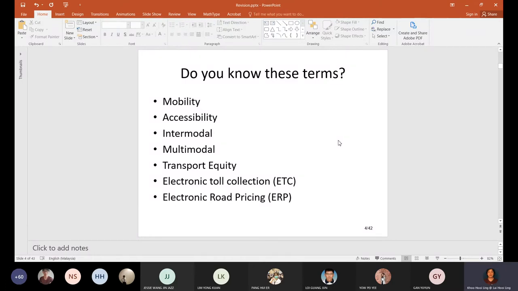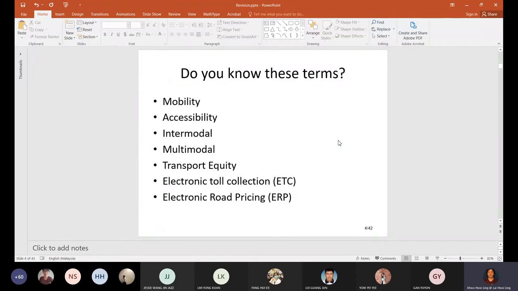If you have a lot of highways, you can make people go to anywhere in a very short time. That is what we say accessibility. But if your highway is seriously jammed, that means you restrict the mobility. So these are different.